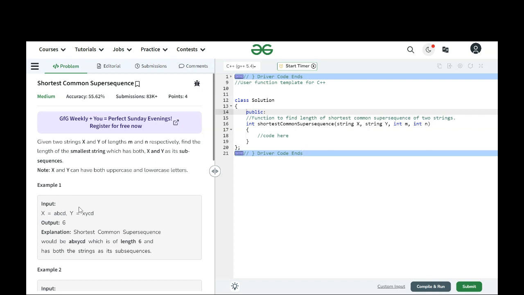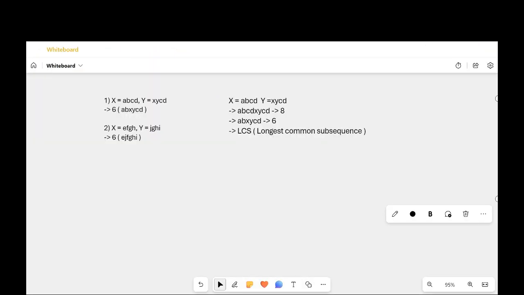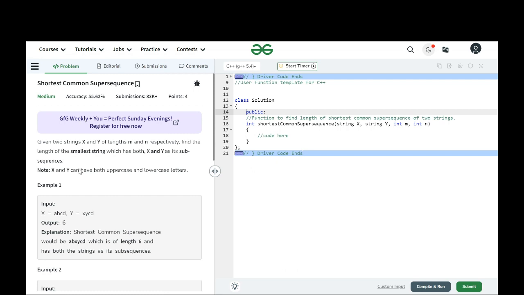So we have two strings x and y and we need to return the shortest common supersequence that we have. Let us try to understand what exactly is a shortest common supersequence. This is a very standard problem of dynamic programming, and the prerequisite is that you should be familiar with DP, and also there's a question named LCS. This question is quite similar to that problem, so we'll be seeing it.